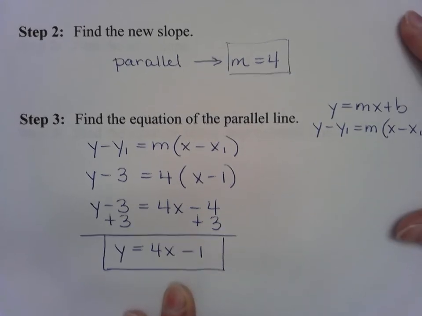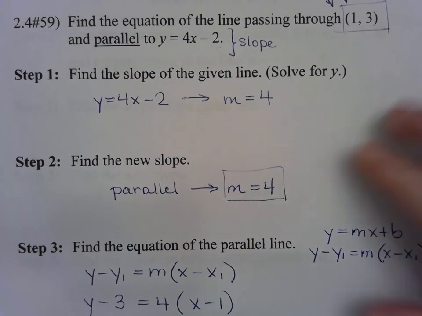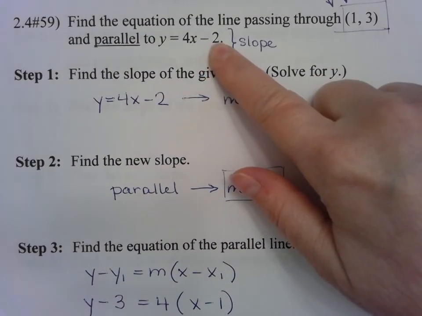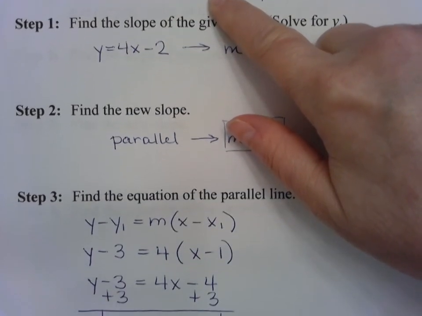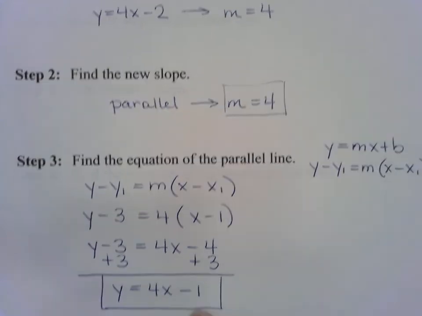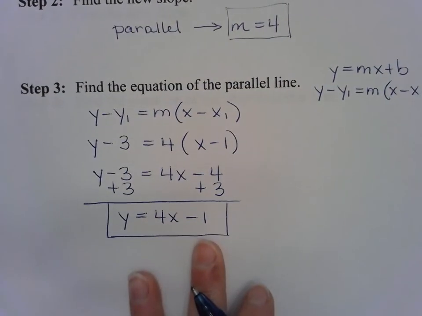If we looked back, I can't put them both on the screen at the same time, but the slopes are the same and the y-intercepts are different. So they would touch the y-axis in different places, but they would have the same slant.